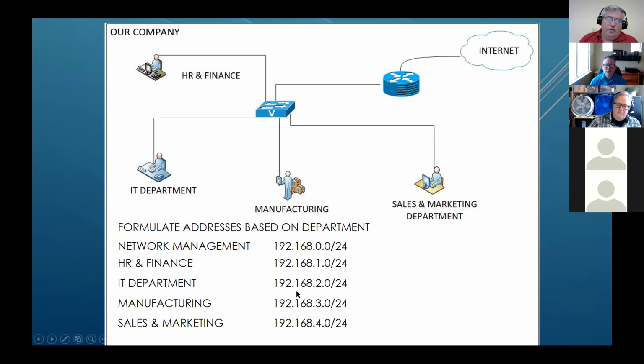And again, this is all in decimal. In binary, it all rolls into 1s and 0s. And so when they all line up as all 1s and then all 0s, that's how the math works on it. And then of course, as we go, 2.0 through 255, and then it rolls over to 3.0 to 255. So it only counts up to 255 per octet.